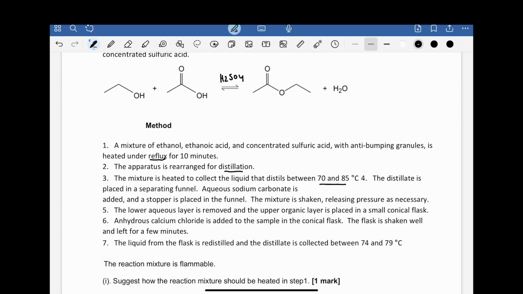4. The distillate is placed in a separating funnel. Aqueous sodium carbonate is added and the stopper is placed in the funnel. The mixture is shaken, releasing the pressure as necessary. 5. The lower aqueous layer is removed and the upper organic layer is placed in a small conical flask. 6. Anhydrous calcium chloride is added to the sample in the conical flask. The flask is shaken well and left for a few minutes. 7. The liquid from the flask is redistilled and the distillate is collected between 74 to 79 degrees Celsius.